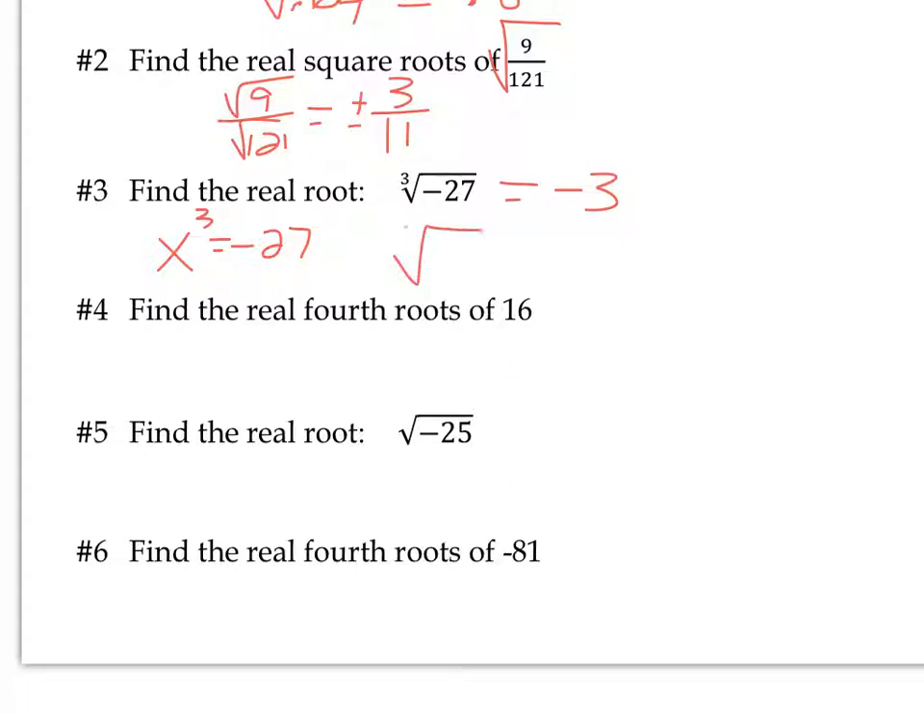If we had changed that to the cube root of positive 27, it would be a positive 3. So we want to be careful. In a cube root, we don't have the plus or minus. It's either one or the other.